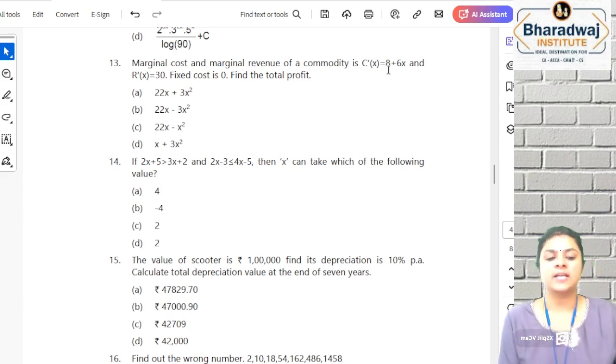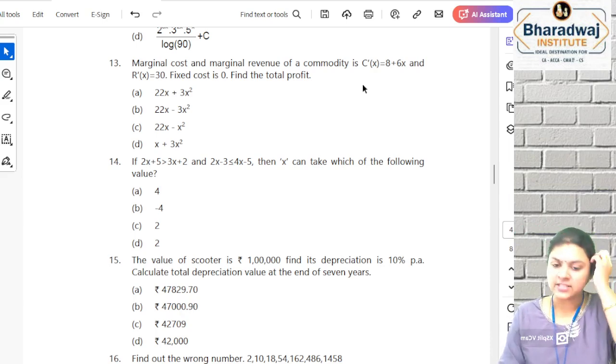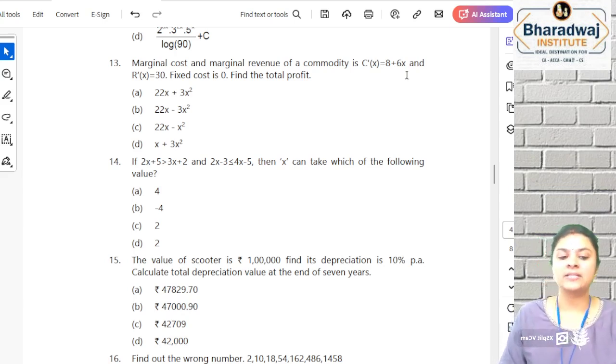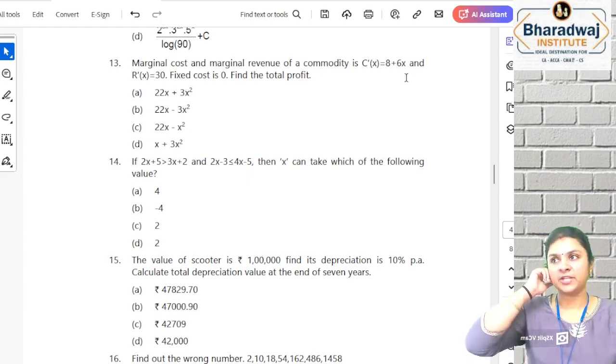Marginal cost is 8 plus 6x. Now, marginal cost is given, and if they are asking you in totals, you have to integrate the equation. So, this is a simple equation for integration. How do you integrate? This will become 8x plus 3x square. Okay, integration of x is x square by 2. So, 3x square.